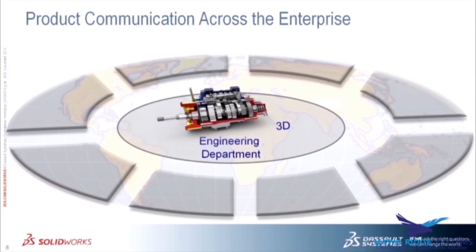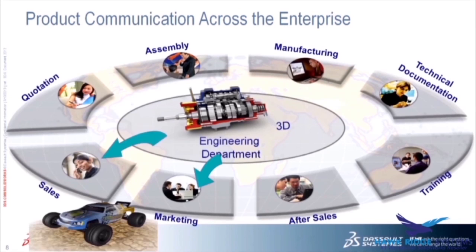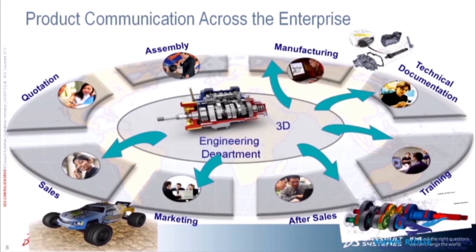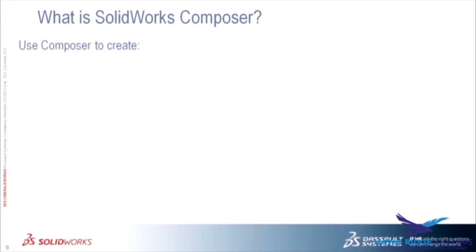Now let's look at a typical company. The engineering team is working hard to design the product, but all the other company divisions need the engineering department to give them things like rendered models or illustrations or exploded views or bills of materials or a number of other things. So with Composer, each of these other departments can be self-sufficient and get what they need without slowing down the engineering team.